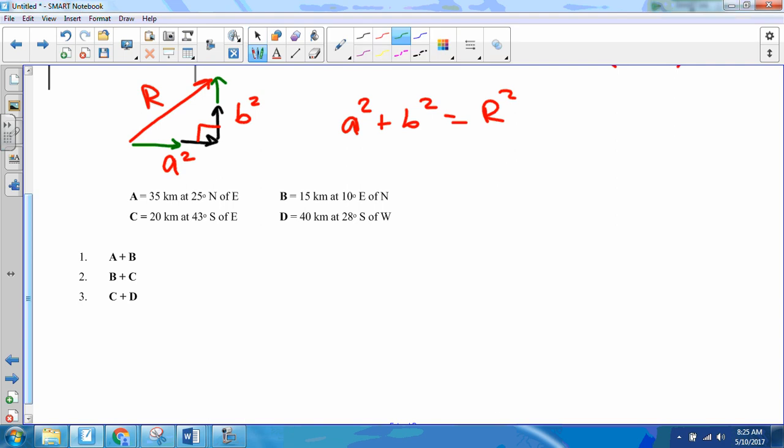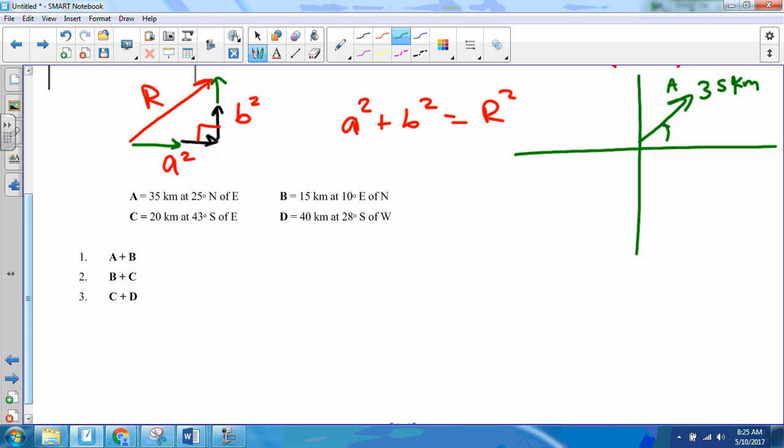Okay, so vector A is 35 kilometers at 25 degrees north of east. Okay, so 35 kilometers at 25 degrees north of east. If I have this going here, that's saying that vector A is 35 kilometers, and the angle is 25 degrees. Okay? So to get AX, what do I write?